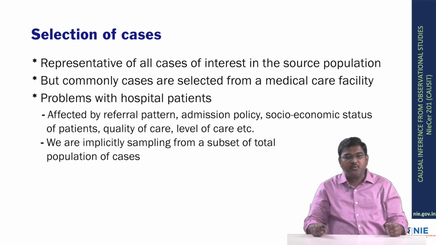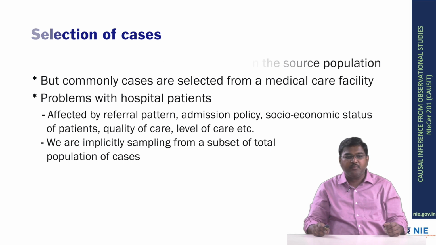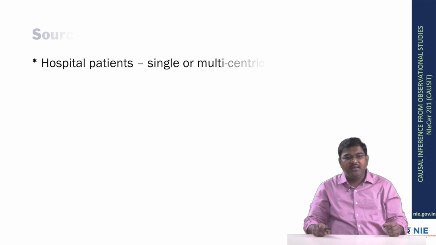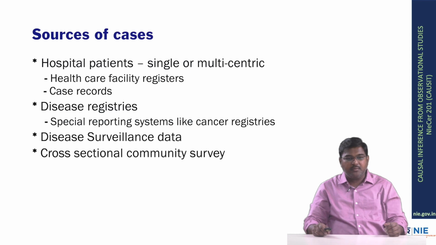We generally recruit cases from hospitals. When we recruit cases from hospitals, then it will be restricted to a subset in terms of severity of disease or in a defined geographic location or in a defined time period. Here, we are implicitly sampling from a subset of the total population of cases. It can be either hospital-based or population-based.